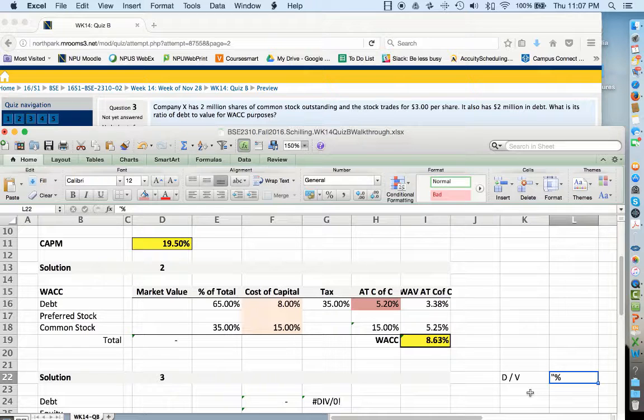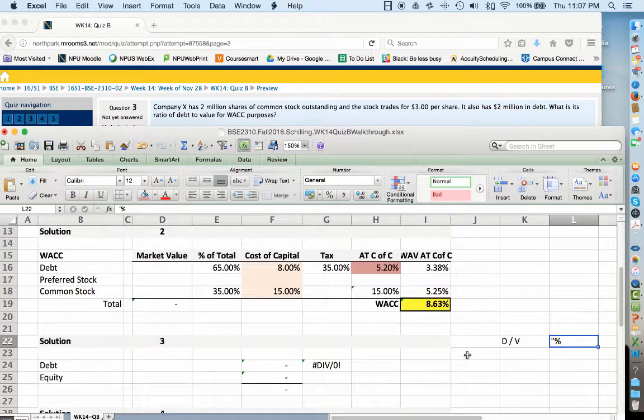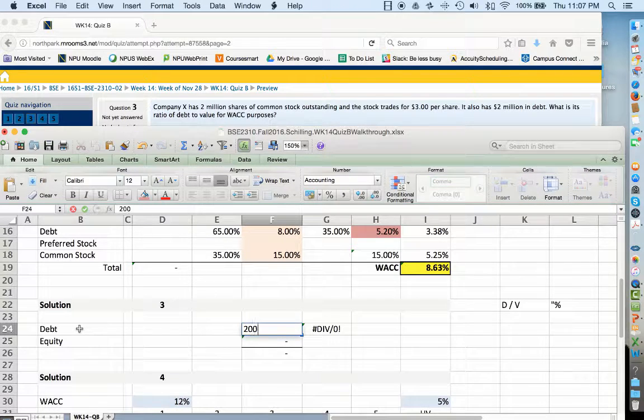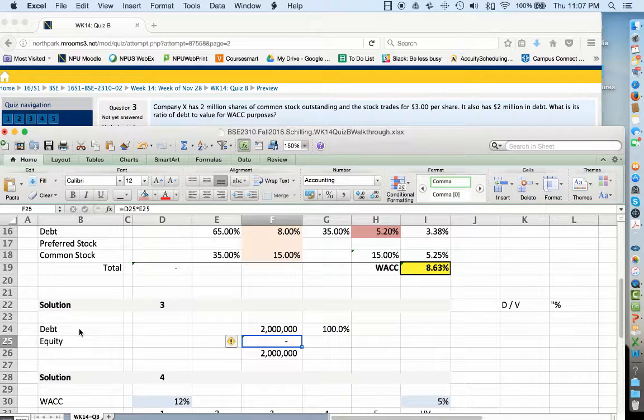I have a simple schedule set up here where I have debt and equity in each row. And for the debt, I'm going to enter in $2 million because that's the value of the debt. For the equity, I'm going to enter the shares, 2 million shares. Oops, I forgot a 0. I'll add one additional 0. And then I'm going to enter the share price, $3. Now when I multiply those together, I get a value of 6 million.